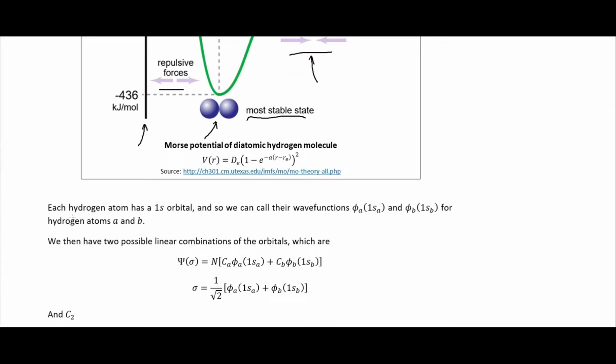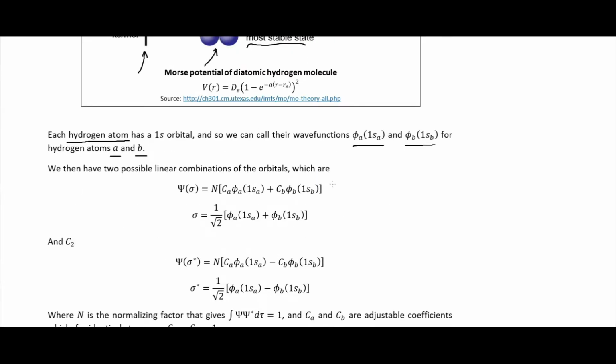So each hydrogen atom, and we're using the hydrogen atom as our model here, has a 1s orbital. And so we can call their wave functions phi a, which is the 1sa, and phi b, which is the 1sb, for atoms A and B. We then have two possible linear combinations of the atomic orbitals, which we have right here. In this one we have the plus, and in this one here we are subtracting them. These are the two possible molecular orbitals.